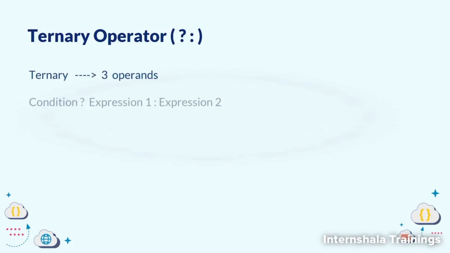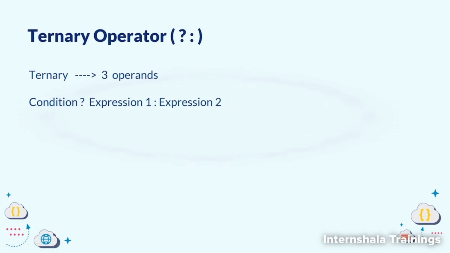As we can see on the screen, first one is the condition. The second part is the expression 1, which will give us a value that should be assigned in case the condition is true. The third part is another expression which will give us a value that should be assigned in case the condition is false.